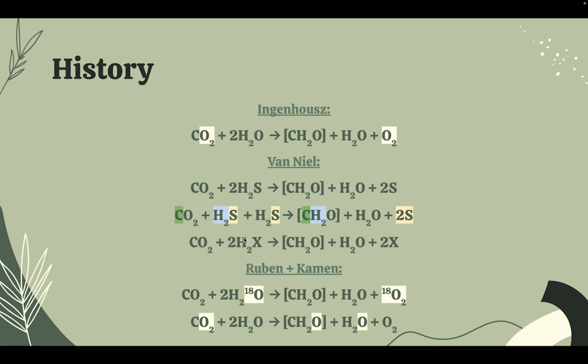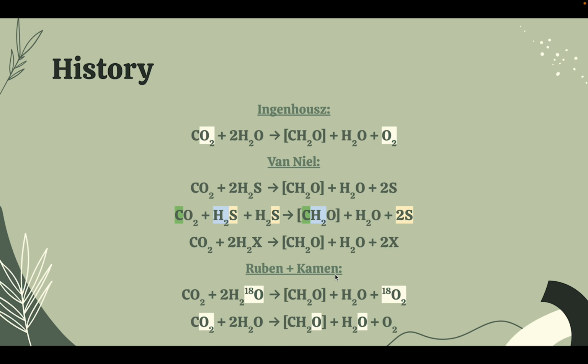So that allowed him to come up with a general form for this equation, in which the S and O could be anything. They just called it X. And that's what the general equation looks like. This is a pretty big step forward for realizing that this oxygen here actually doesn't come from the CO2. So the C goes here, H2 comes here, and the S is released.